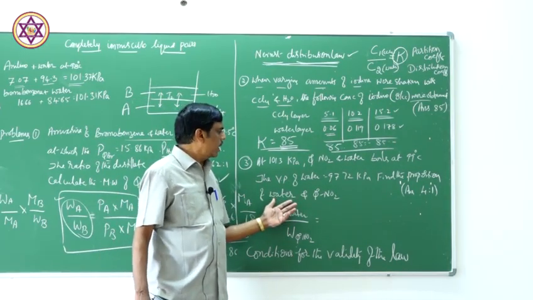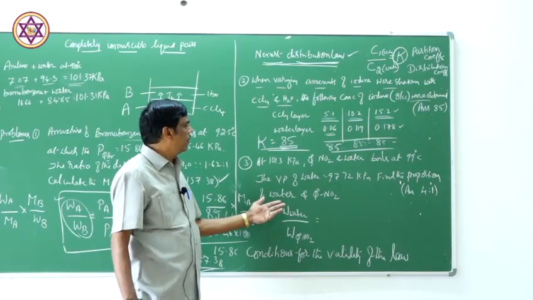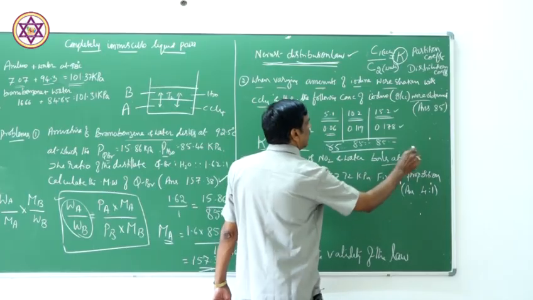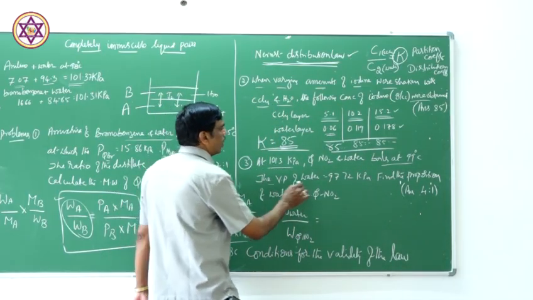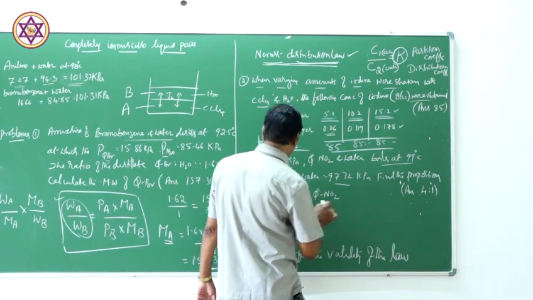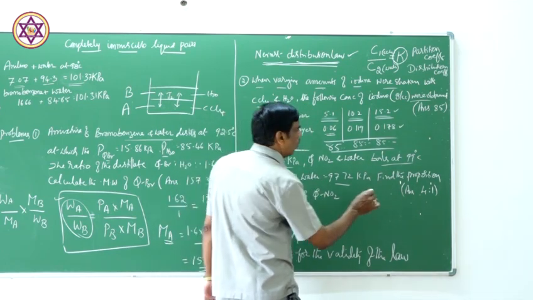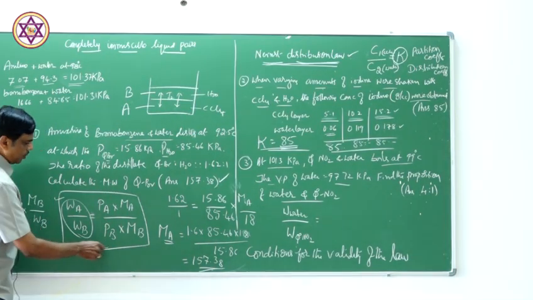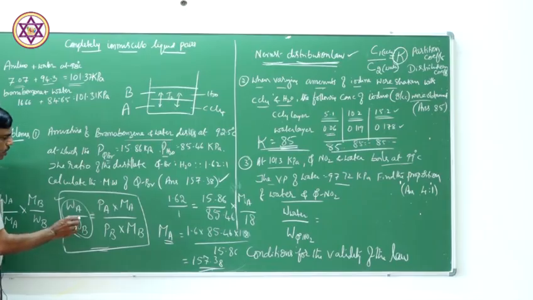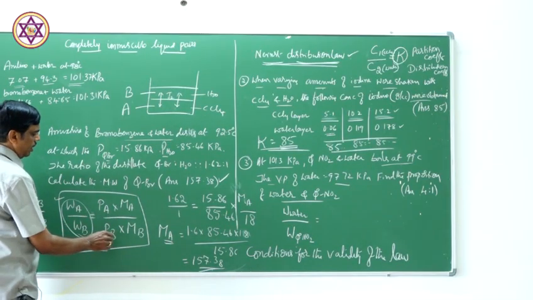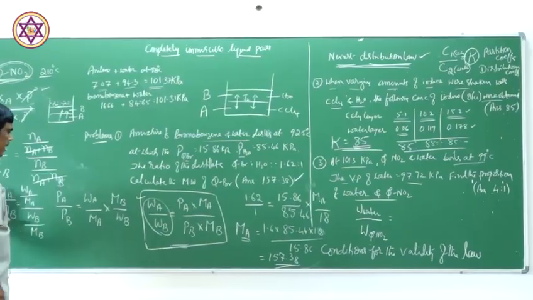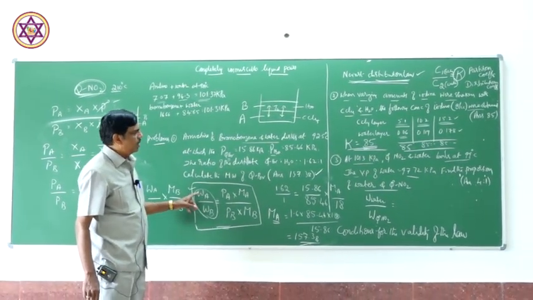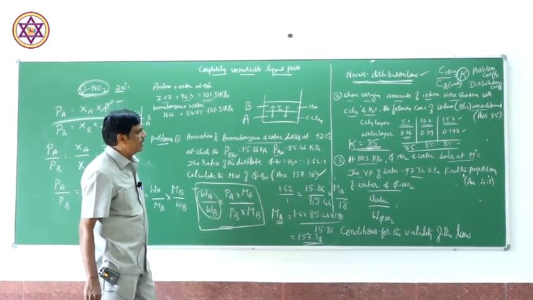Suppose you take water and nitrobenzene, two immiscible liquids, then what happens? At 101.3 kilopascals, nitrobenzene and water boils at 99 degrees. The vapor pressure of water is this much, and find the proportion of water and nitrobenzene. Now for that we have to use this expression, weight percentage: WA by WB is equal to PA into MA divided by PB into MB. We have derived that expression here. Using this expression, we can find out the weight percentage of water and nitrobenzene in the mixture.